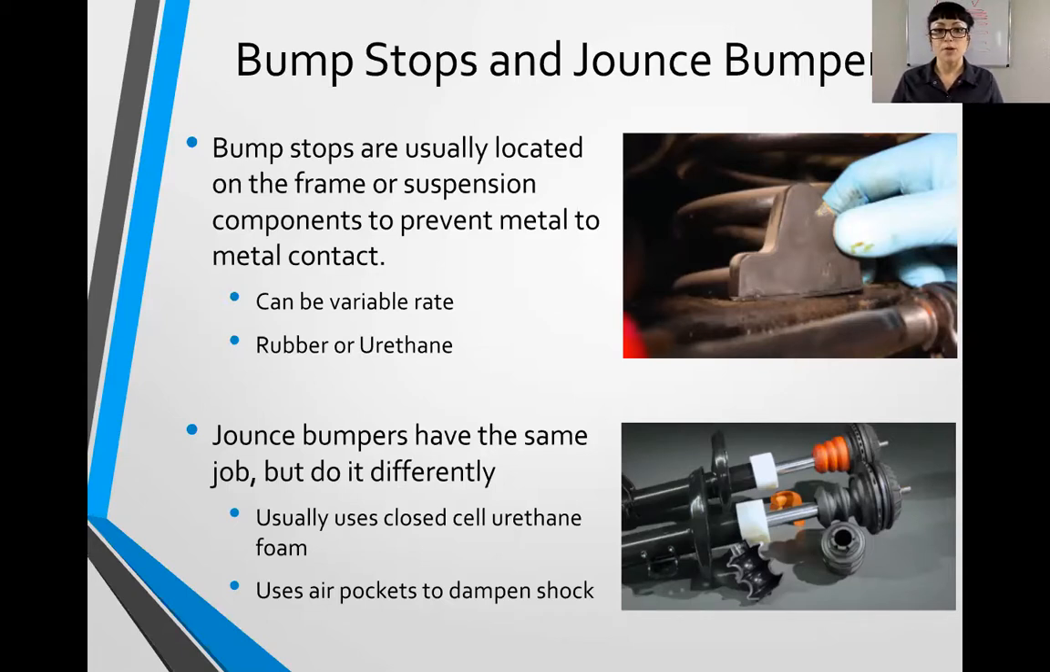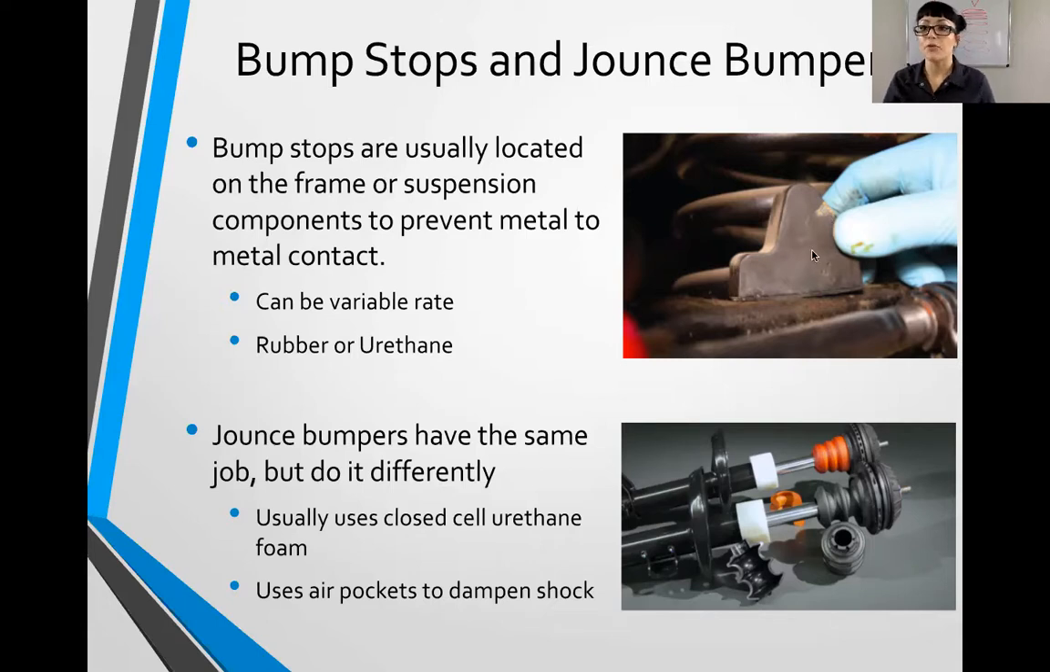So bump stops are usually, they look like this, can be located on the frame. Sometimes they're located on control arms. They can be located on different components. They're generally going to be made of rubber or urethane material. And if you look at this one up at the top, it's actually a variable rate. So as it gets compressed, you can see this is thinner up here while we get thicker down here.